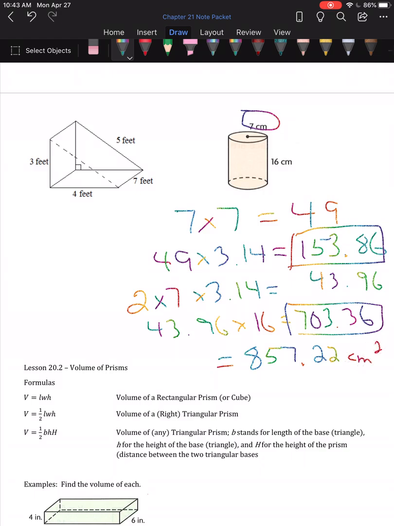I'm not going to guarantee, but it's pretty likely, if I know your book, that it's going to ask you to round your answer to the nearest whole number. So if it were to do that here, because it's 0.2, that's below 5, so I'm going to keep the number before the decimal point. If I were to round this, it would be 857 square centimeters.